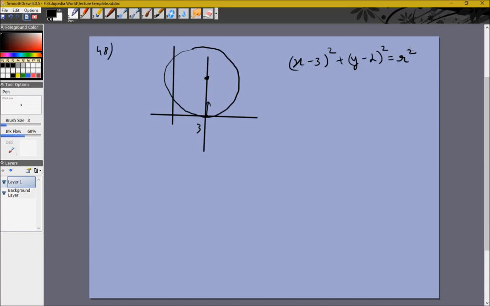Right, so this is the standard equation, and now we are given that the intercept is of length 2 root 7 on the y-axis. On the y-axis x is equal to 0, so we get (y minus alpha) whole squared is equal to r squared minus 9, or y minus alpha is equal to plus minus root of r squared minus 9, or y is equal to alpha plus minus root of r squared minus 9.